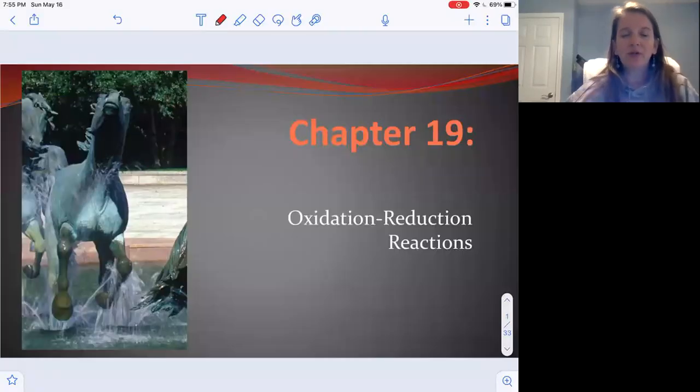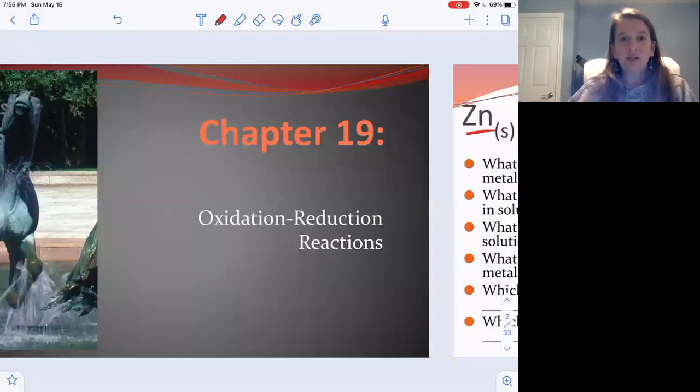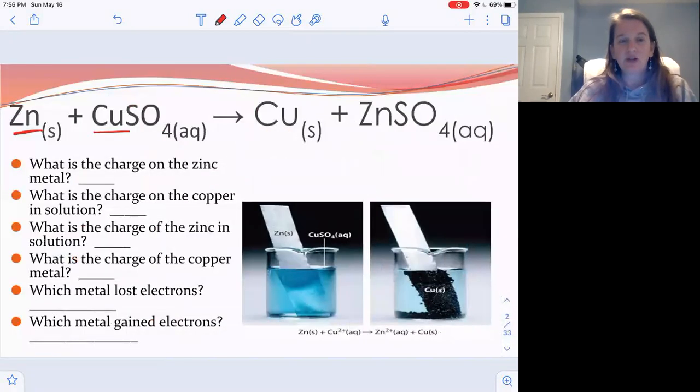Hey students, we're going to go over oxidation reduction reactions in this video, or redox for short. Before we get into it, we're going to take a look at this simple single replacement reaction. The first question asks, what is the charge on the zinc metal? Here's our zinc metal, and as you can see, it's a neutral atom. So the charge is going to be 0 when it's by itself.